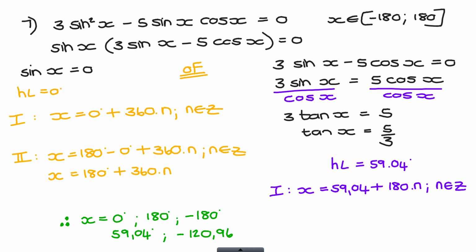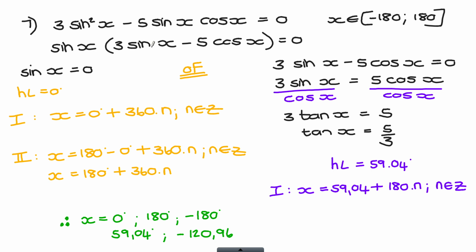Minus. Okay, so in the second quadrant, it would be 180 minus the help angle of 0 plus 360 times n, where n is an element of the integers. Now 180 minus 0 still just gives me 180. Okay, good. Now let's look at the right hand side of the page.